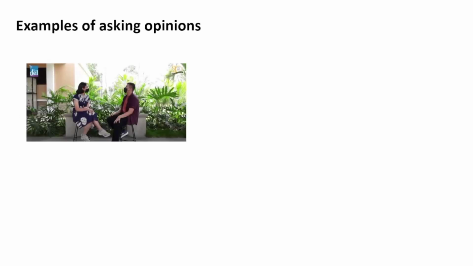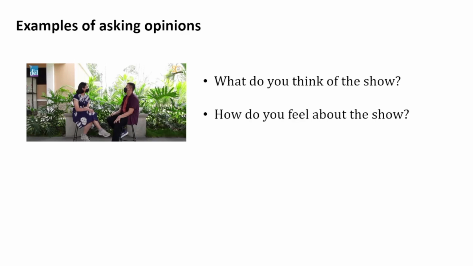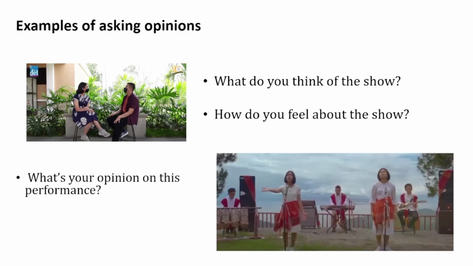And then we have examples of asking opinions. The first is, what do you think of the show? How do you feel about the show? So here we use what do you think of and how do you feel about. Let's look at more examples. What's your opinion on this performance? What do you think about this performance? Here we have what's your opinion on and what do you think about?